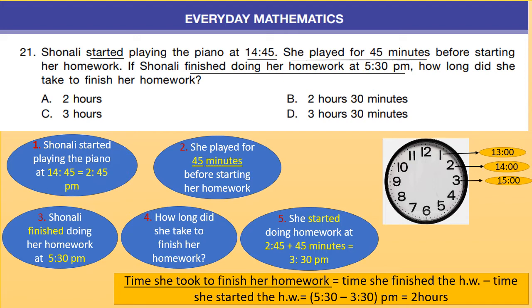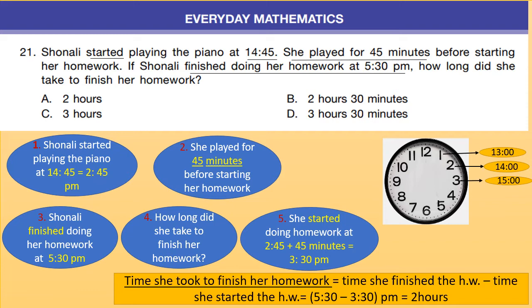Now 14:45 is 2:45. See the clock. After 12, 1 is 13, 2 is 14, 3 is 15. So 14:45 will be 2:45 p.m. Now second part, she played for 45 minutes before starting her homework. So from here it is clear that after playing the piano 45 minutes she started doing her homework.